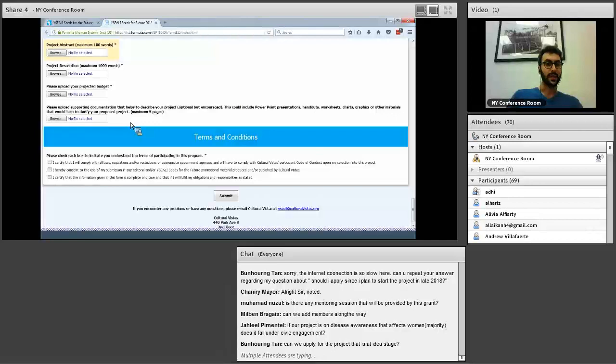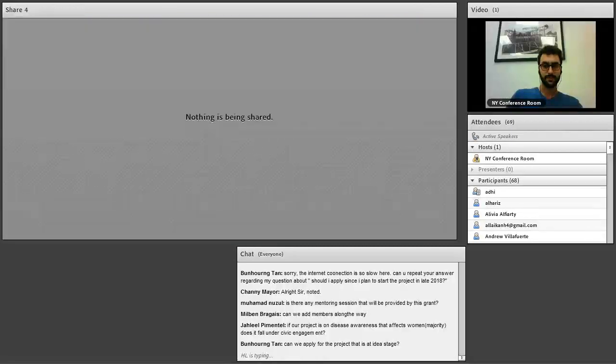So what does this mean? You have 5 pages there. I encourage all of you to use the 5 pages because 1,000 words isn't that much. 5 pages is. You can really do a lot there. You can put in CVs or an organization chart of what you're proposing.